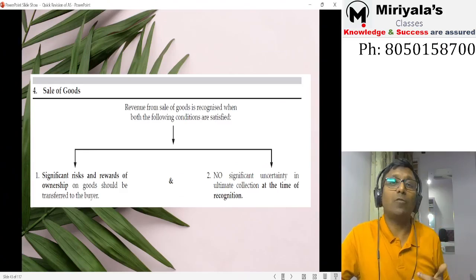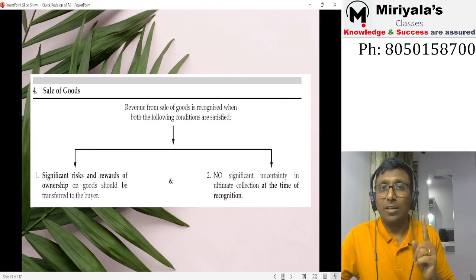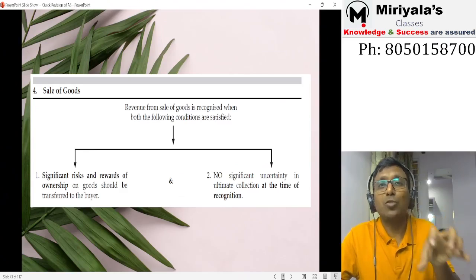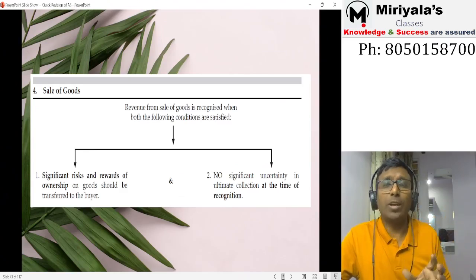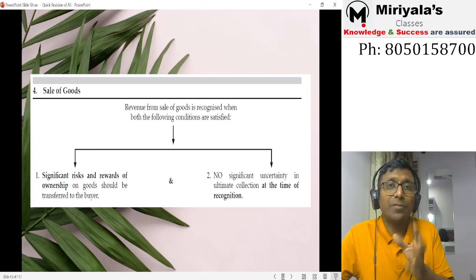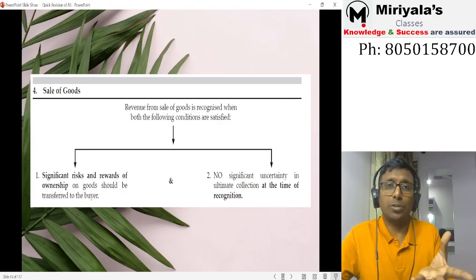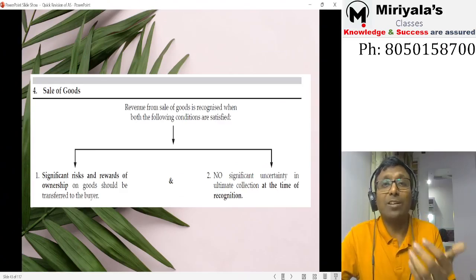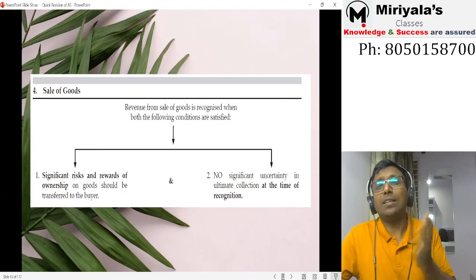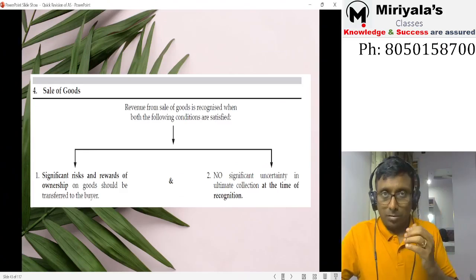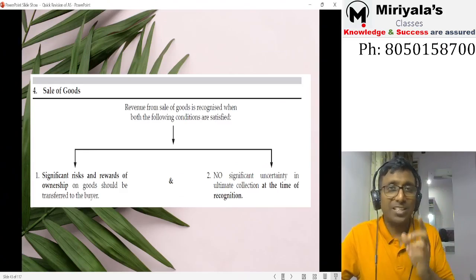With respect to sale of goods, when do you recognize it? One, significant risks and rewards related to the ownership are transferred to the buyer. Okay, first condition. When will the significant risks and rewards transfer, sir? Generally, it will be transferred along with the goods. When you deliver or hand over the goods to the other party, then significant risks and rewards will be transferred. Right. It will be transferred, but it is not all the time.